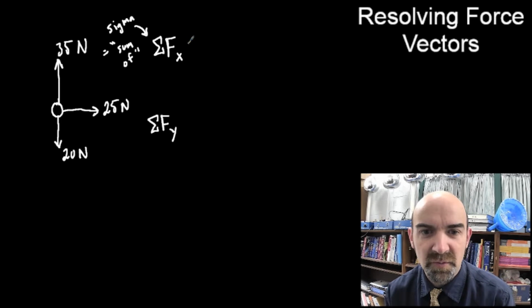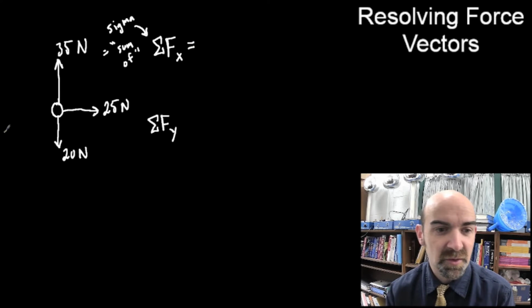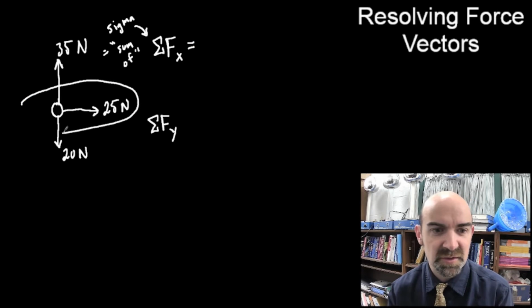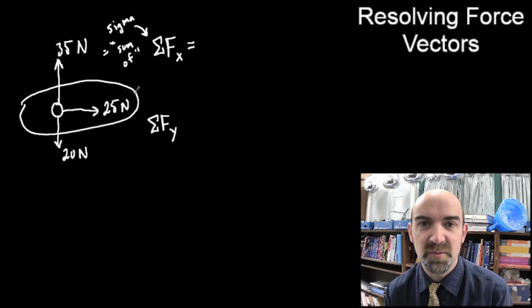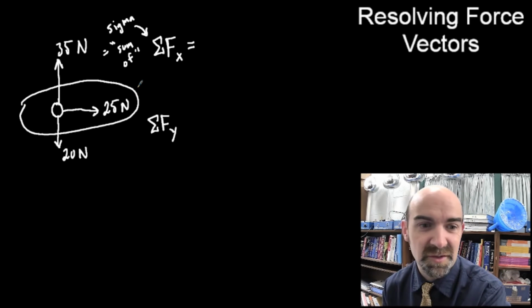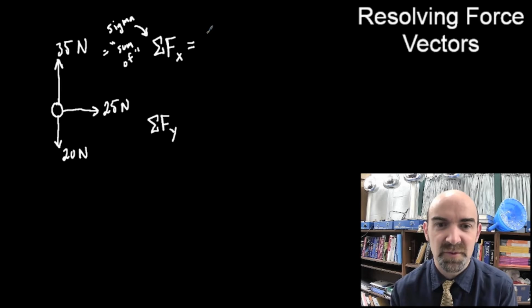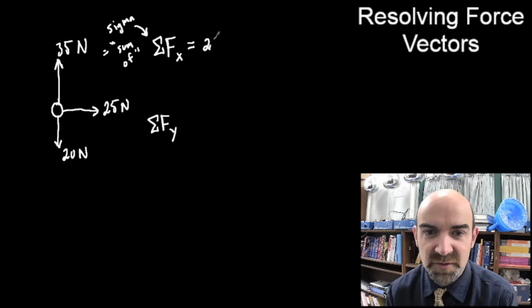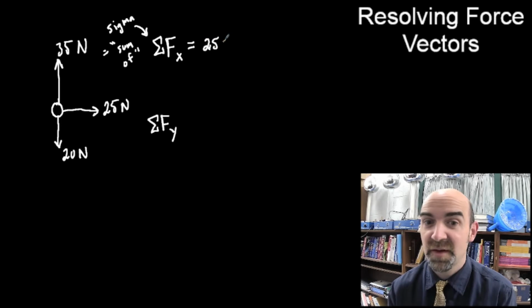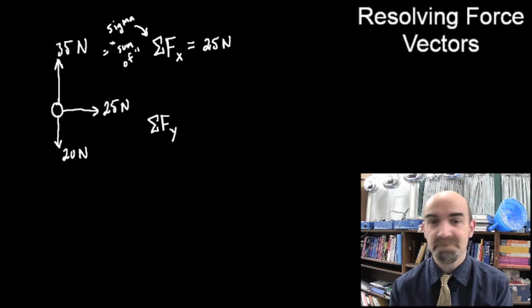So if we look at only the x direction forces here, the only force in the x direction is the 25 Newton force. There's nothing to the left. There's only a force to the right. So the sum of the forces in the x direction is just 25 newtons. That's it. Okay.